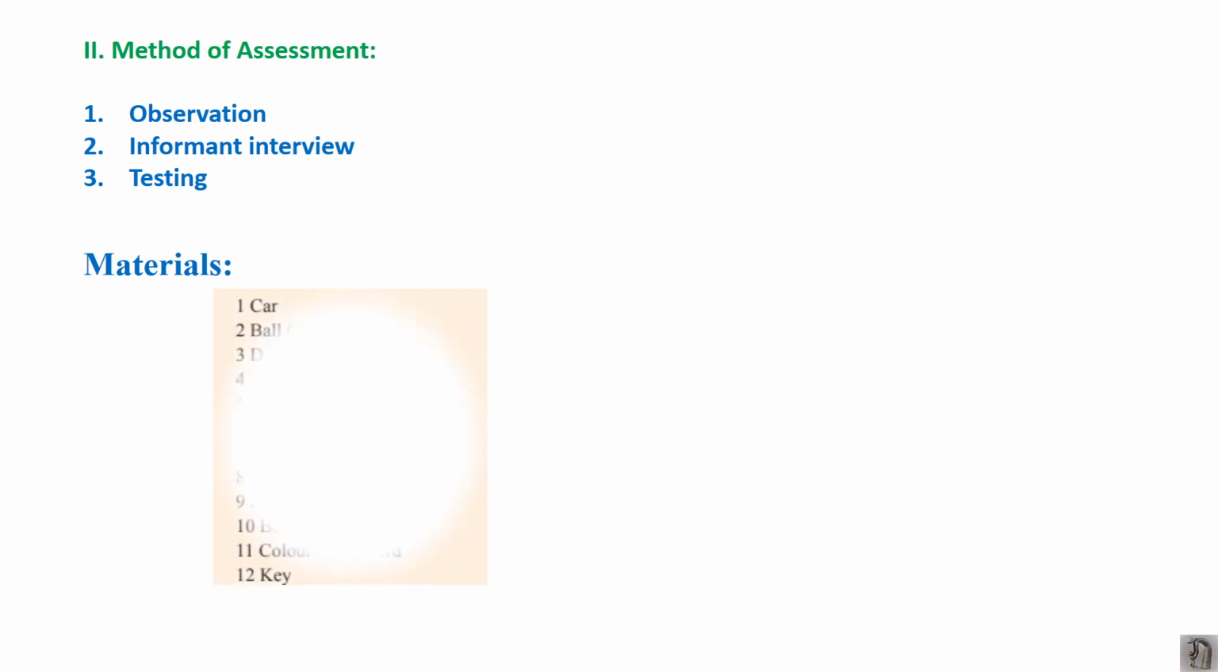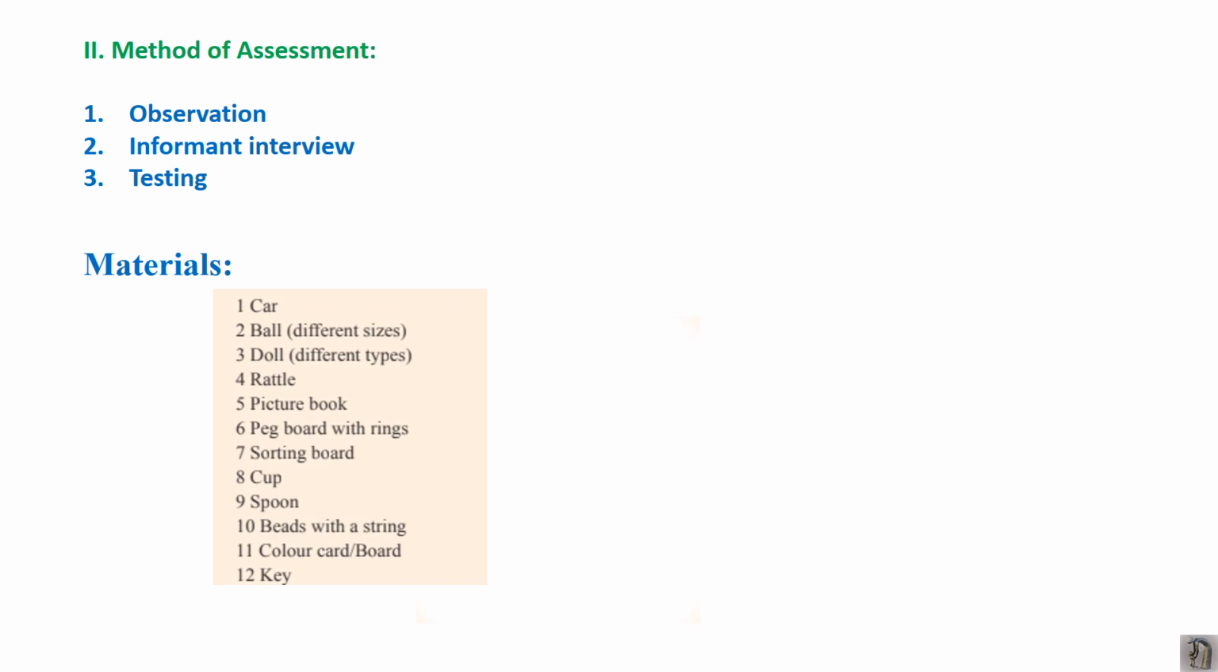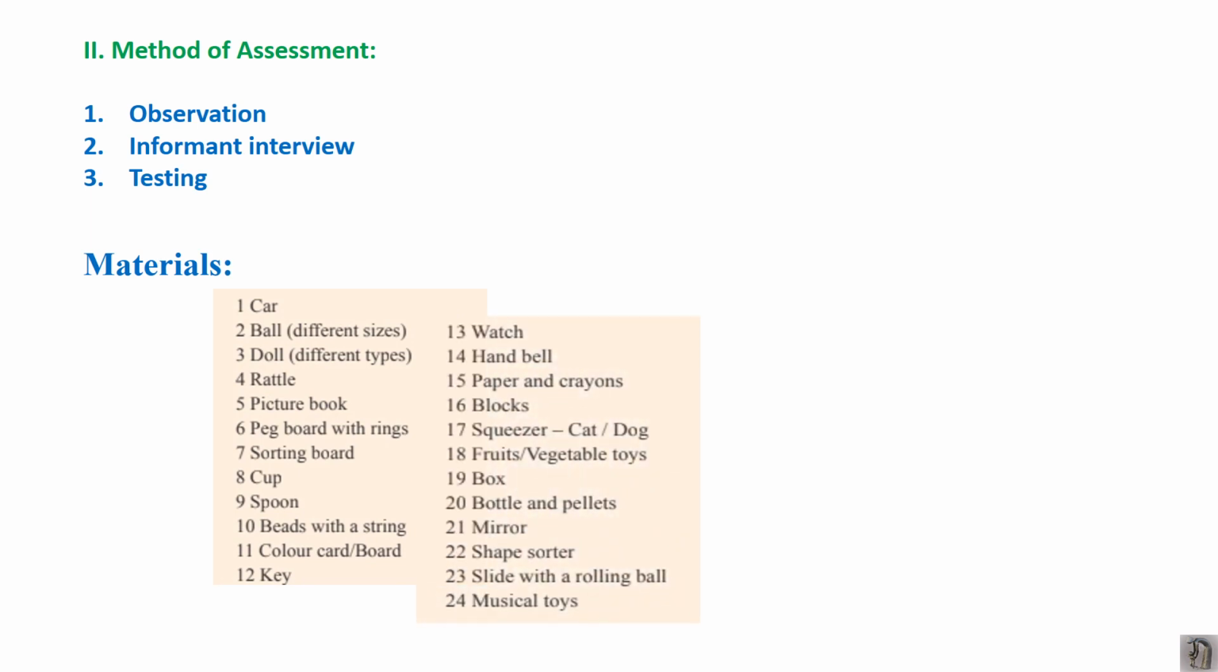Then the second one is your method of assessment. As I said, you need to remember 3 modalities: observation, informant interview, and testing of the child. So what are the materials used in this? Let us see. These are the materials which you can see. Without this material we cannot assess. So we need to be ready with these 24 materials which are mentioned in the tool very clearly.